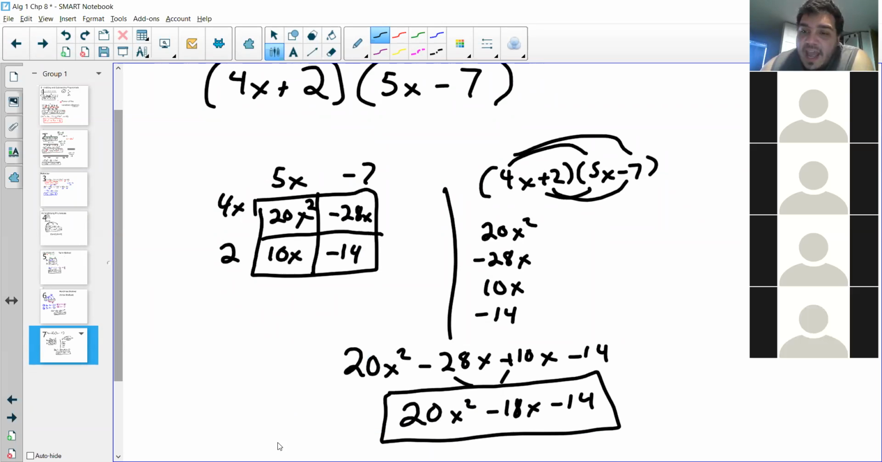Tobo, wait. It has to become negative 18x. You combine like terms. How is the negative 28 and x? How does negative 28 and x? 4x times negative 7? Yeah, how? Because it's 4x times negative 7.